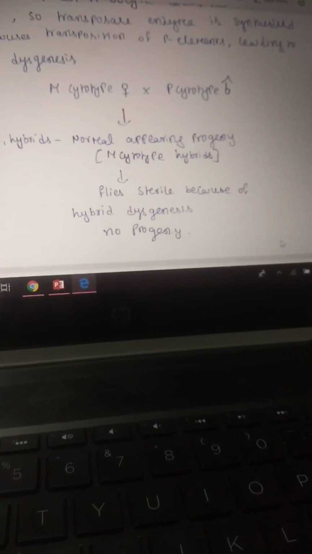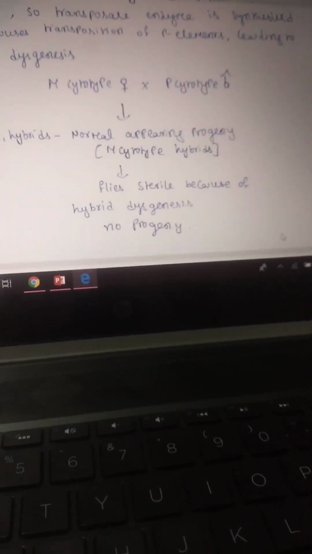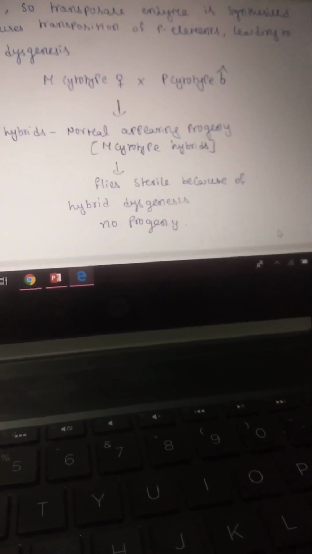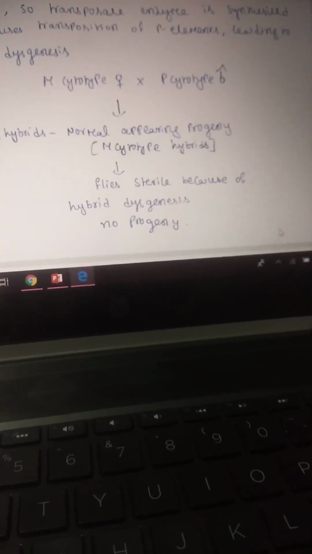If P element is present, P element encodes for a repressor protein, which inhibits the expression of transposase gene. So transposase enzyme will not be synthesized in presence of repressor protein. So in P cytotype, P elements are stable. Even though they have P element, movement is blocked in P cytotype.